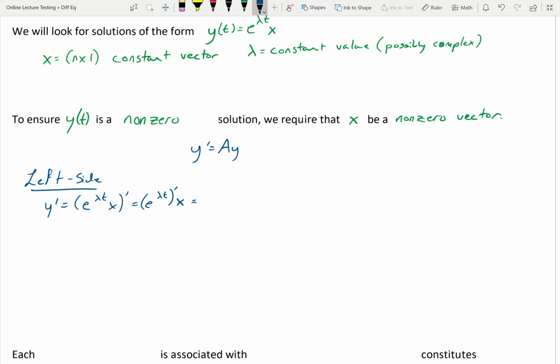All right. Well, when I take the derivative of e to the lambda t with respect to t, I get lambda e to the lambda t x. And another way I could write that is e to the lambda t lambda x for that part. And now on the right-hand side, I'll do in black.